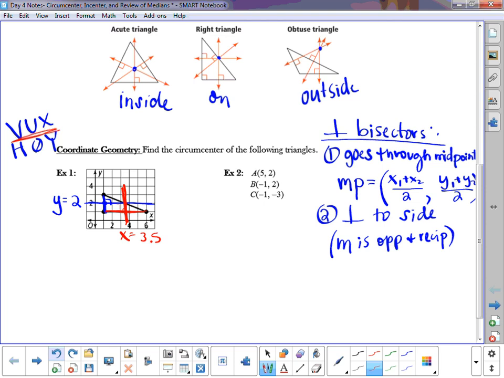Now we can see that my circumcenter ends up lying right on the triangle, which makes sense because this is a right triangle. Alright, so we're really just one step away. Now we have to find where these two lines intersect. We could do a system of equations, but really, doesn't it just give us the answer there? So our answer ends up being 3.5 and 2. Not too bad. Questions with that one?